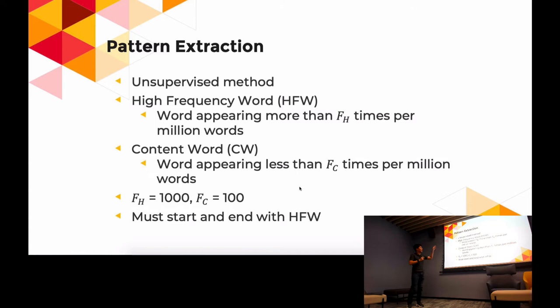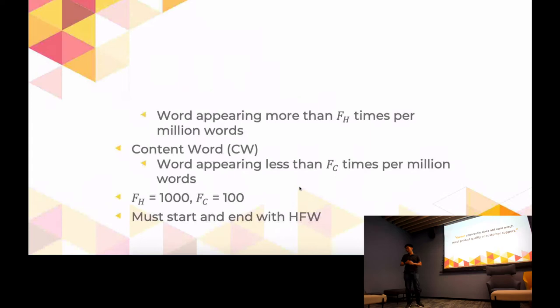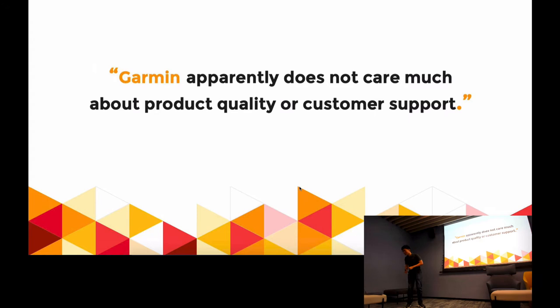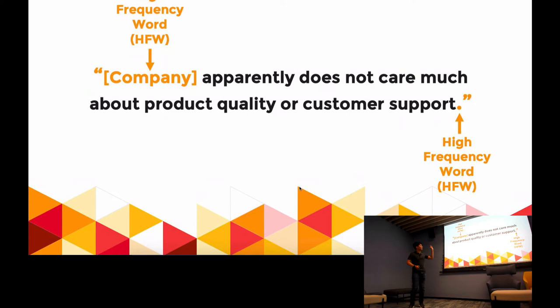Given this sentence, which is a real review: "Garmin apparently does not care about product quality or customer support." Oh, this is the review, not me. We convert this into the company tag, and that's a high frequency word because we see it more than 1,000 times per million words. Also, the punctuation is considered a word. So in this case, we start with a high frequency word and end with a high frequency word.